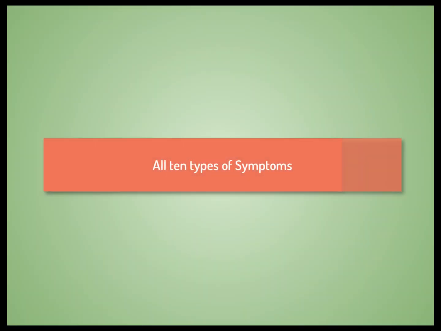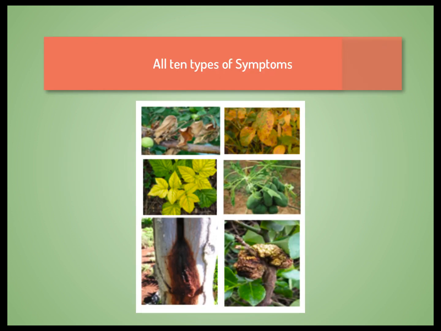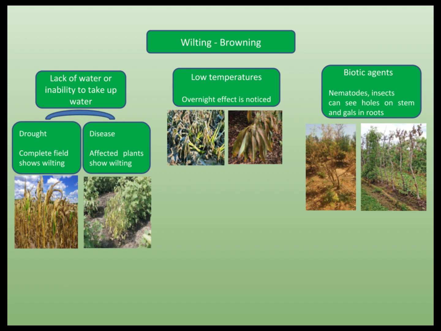We generally come across 10 types of symptoms caused both due to biotic factors and environmental factors like wilting browning, necrosis browning, chlorosis, water soaking lesions, distortion, deformation and malformation, defoliation, bleeding and gumming, plant galls and swelling, and other physical damages. Let us discuss one by one. Now let us examine wilting browning.